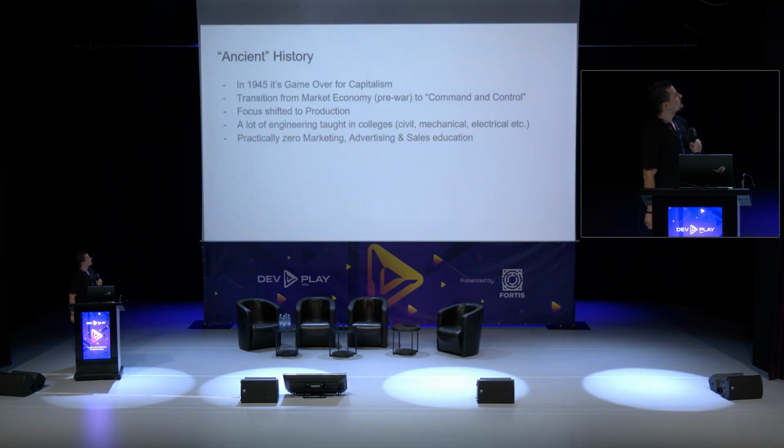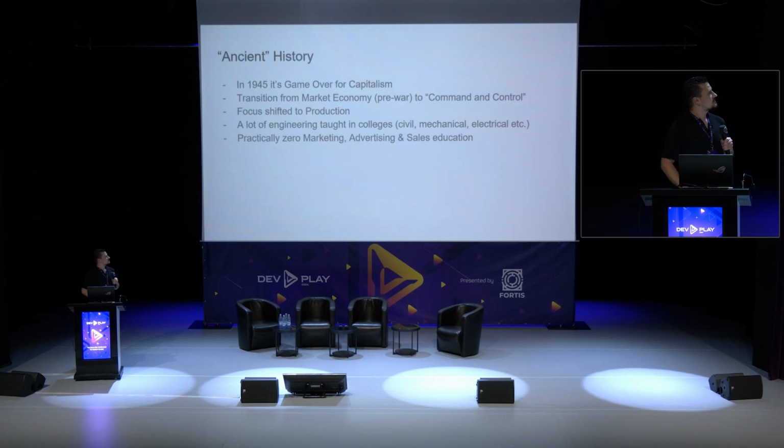So, a bit of ancient history. In 1945, it was game over for capitalism in Romania. There was a transition from the market economy that was pre-war, was pretty good, to a command and control economy, and the focus in the economy shifted to production, basically. There's a lot of engineering going on in colleges, civil, mechanical, electrical, and there was basically zero marketing and advertising being taught. Like the great dictator didn't think you needed advertising. He told you what to buy.